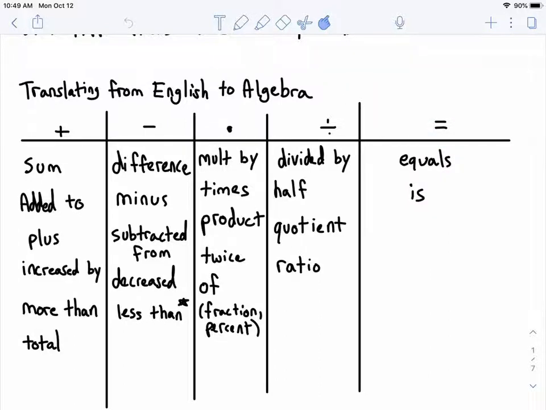And so those are some of the more common terms that we use as we translate from English over to algebra. We're going to see some examples of these problems as we work through problems coming up. So these different phrases are going to come up in some of our problems, and we're going to need to be aware of those.